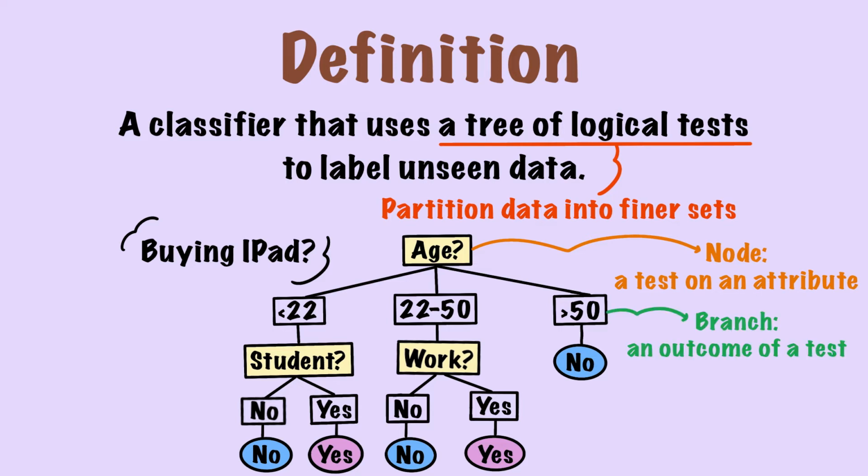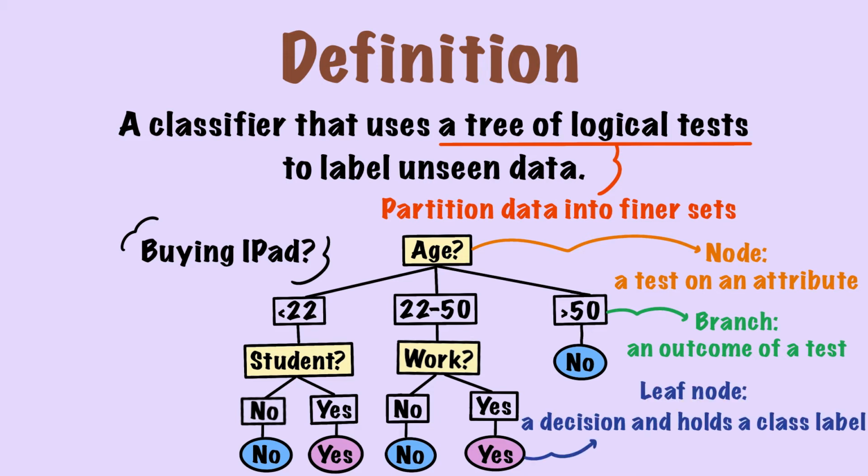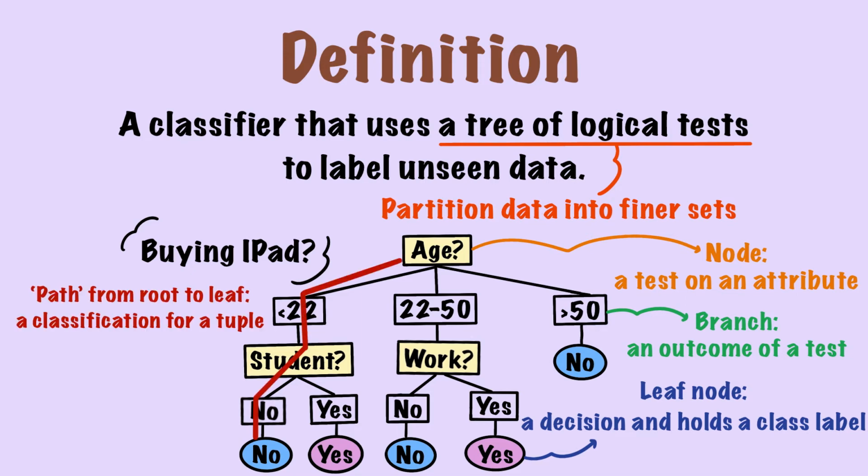Second, each branch represents an outcome of a test. As we said before, if a person is below 22 years old, he or she will be in the left group, and this left group is essentially an outcome of the age test. Then, the leaf node is a decision and holds a class label. That is, the blue node and pink yes are two decisions that the model predicts whether a person will buy an iPad or not. Last, the classification process is actually a path from root to leaf.